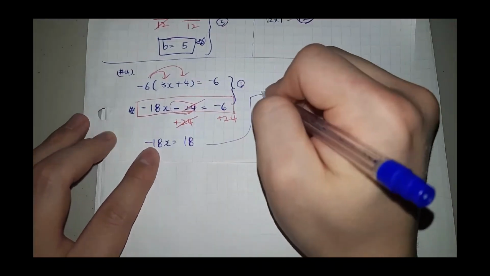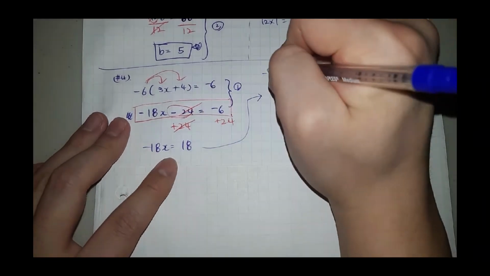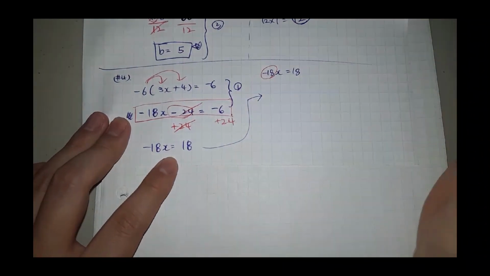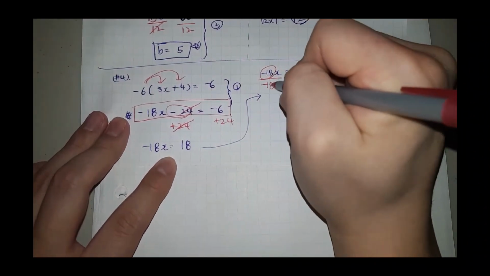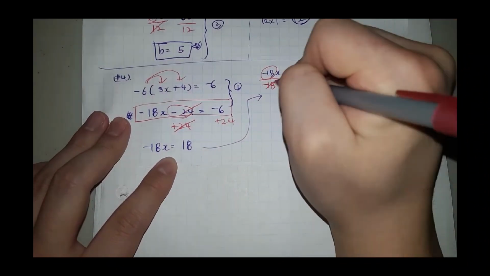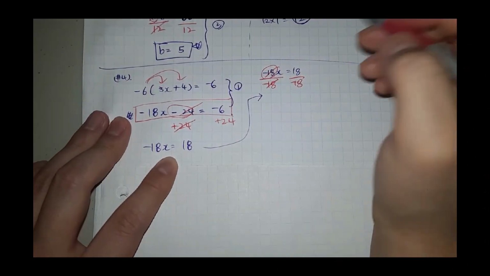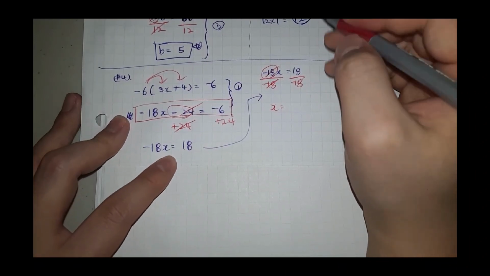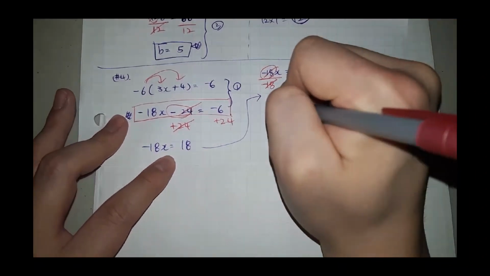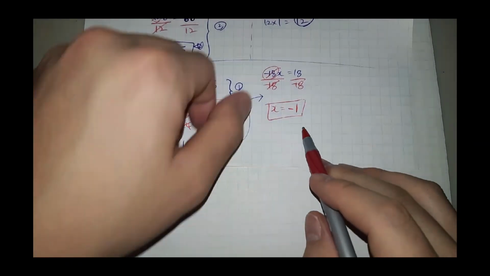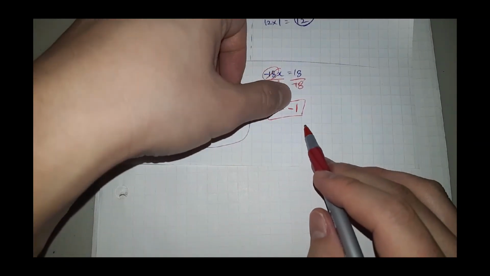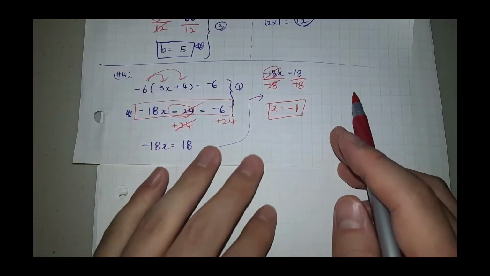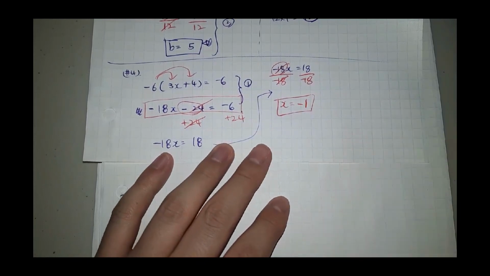I'm just going to continue right down here because I don't have a lot of space. I have to get rid of the negative 18 in front, so divide by negative 18. As long as you do it on both sides, you have no problem. Then x is equal to 18 divided by negative 18. You can use your calculator too, but in the end, it gives you negative 1. The reason it's negative is because positive divided by negative gives you negative. 18 over 18 is equivalent to 1. So that's why x is equal to negative 1.